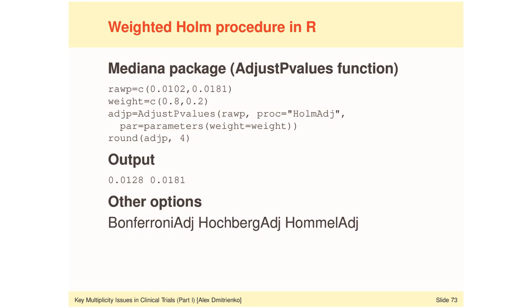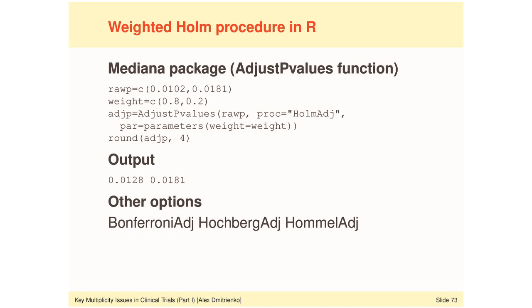The output of this R function is shown on the slide. We see here a vector, a set of multiplicity adjusted p-values. They are equal to 0.0128 and 0.0181. These adjusted p-values are, of course, equal to the adjusted p-values that are presented on slide 72.